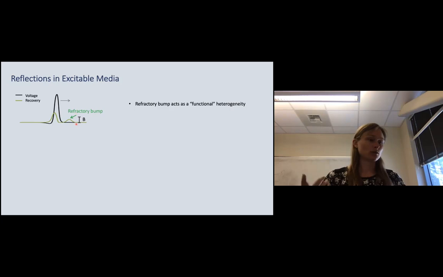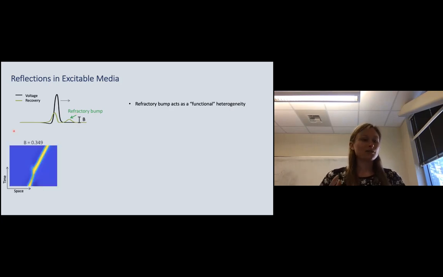It's just some leftover refractory region. And so we're going to say that the height of this refractory bump is going to be capital B. And so if this amplitude is relatively low, what we're going to see is that the pulses will interact with it, but it'll eventually make its way through. So what I'm showing you here are space-time plots of that interaction.